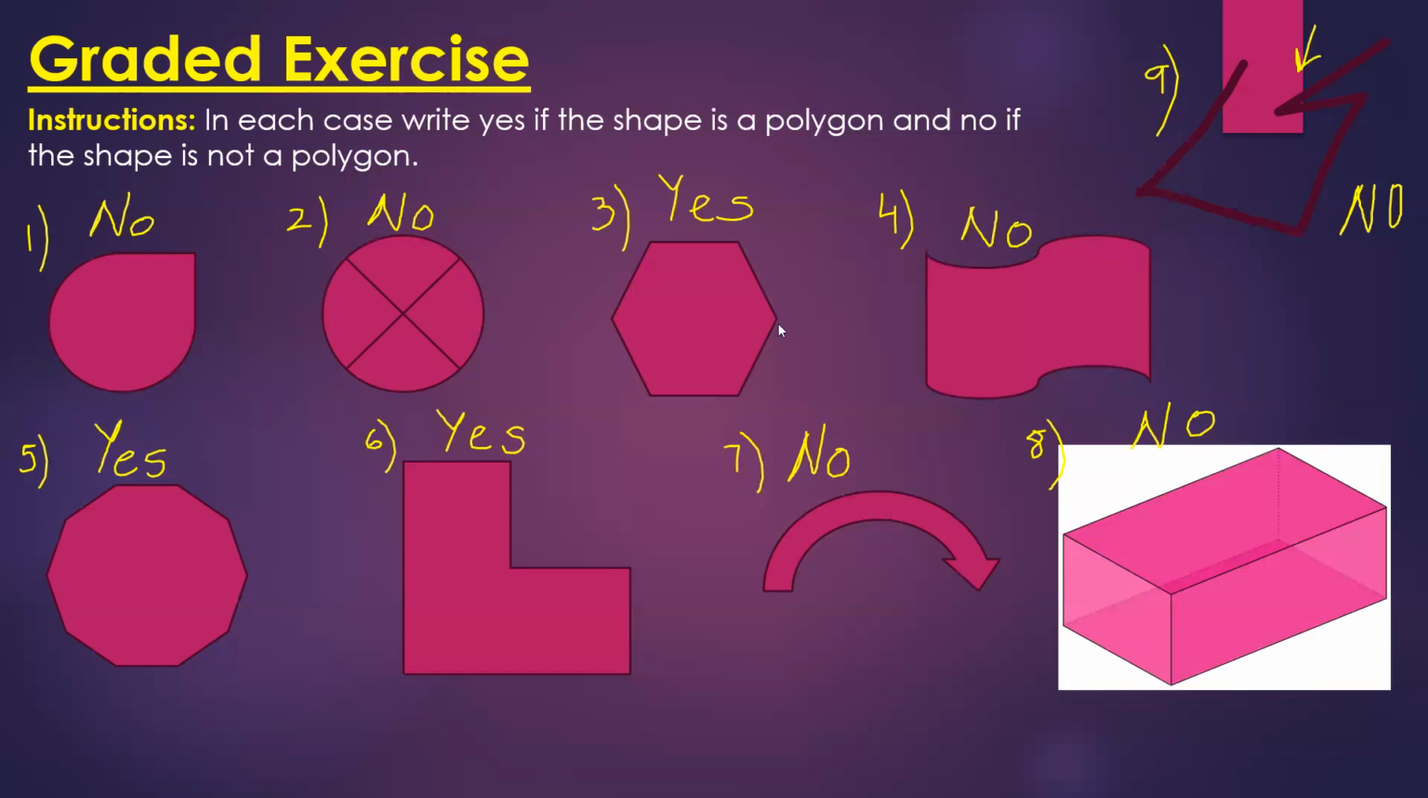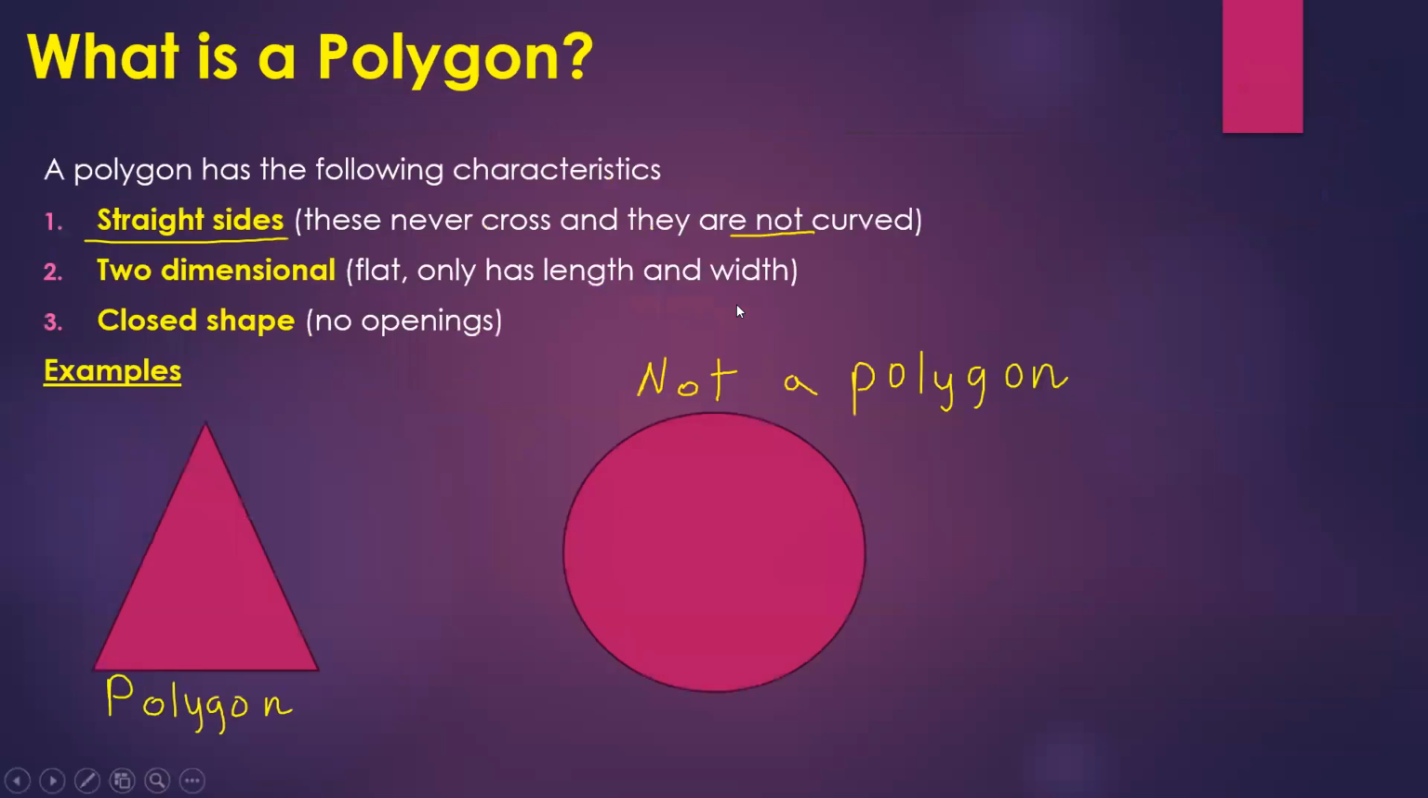All right, let's move on. So this is polygons. Polygons have straight sides. And that goes for everybody.